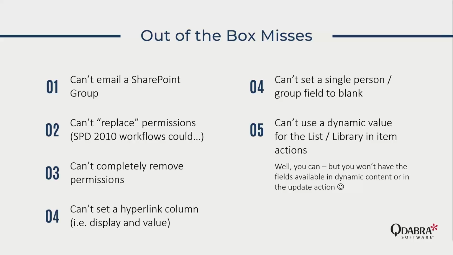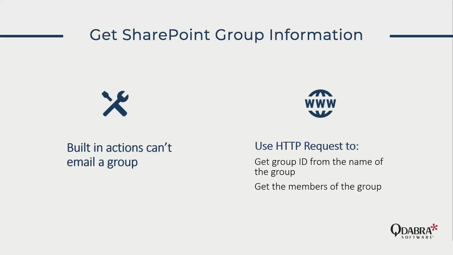Using a dynamic value for the list or library and item actions is problematic because you either won't have the dynamic content available to you if you use get item, and if you use update item and you try to use a dynamic list or library name, none of the fields will be available because obviously Power Automate doesn't know what list or library you're going to be using. All of these scenarios can be rescued, right, with the HTTP request action.